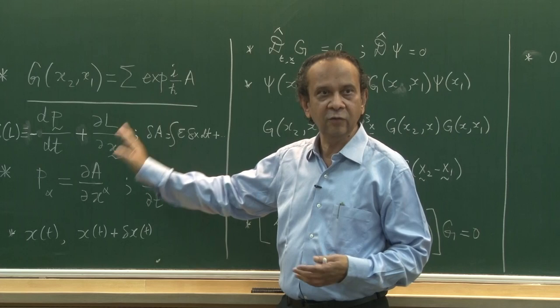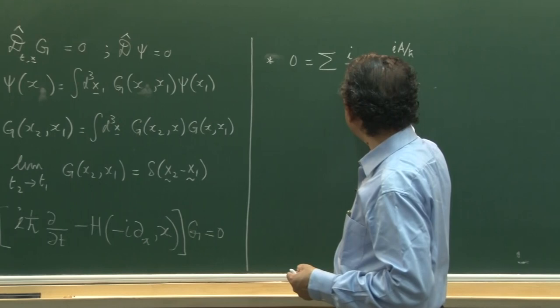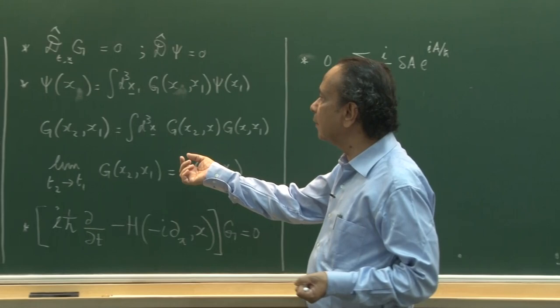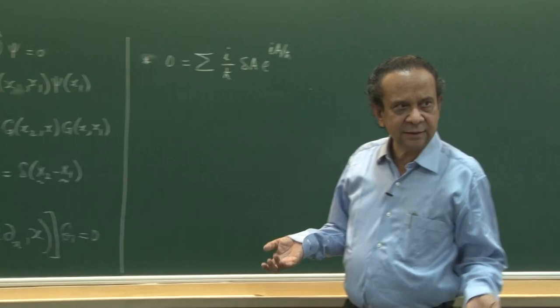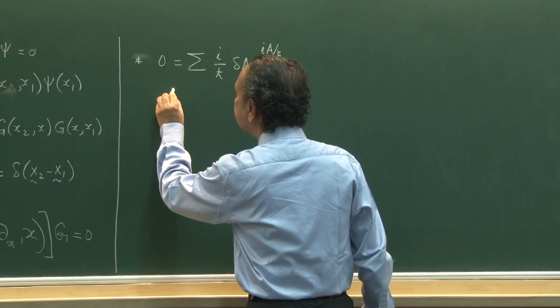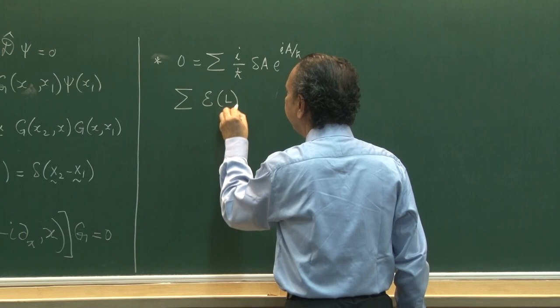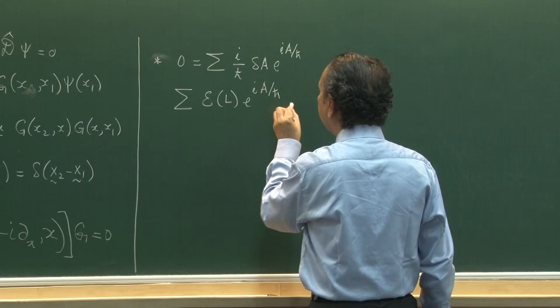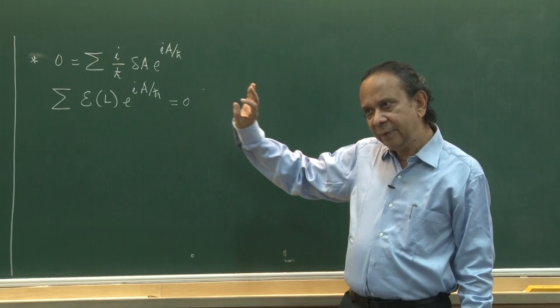So what we now know is that if I vary, the change in A is just given by this E times delta x. But delta x is arbitrary and the left hand side is 0, which immediately gives me the result; the I over h cross I can ignore. The Euler function of the Lagrangian times e to the I A over h cross, summed over all paths, is equal to 0. This by itself is a very amusing result.